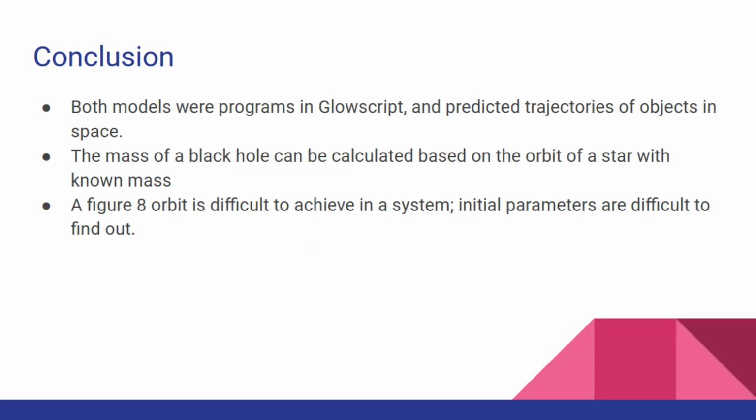In conclusion, both models are programmed in GlowScript, and based on the experiment, we can draw these conclusions: that the mass of a black hole can be calculated based on the orbit of a star if we know the mass of the star, and that the figure 8 orbit is very difficult to achieve in a system because the initial parameters or the velocities are very difficult to find out.